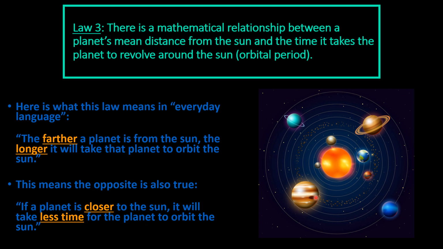So again, diagram not to scale at all. We have our terrestrial planets, Mercury, Venus, Earth, and Mars. Then we have the asteroid belt. And then you get to your Jovian planets, Jupiter, Saturn, Uranus, and Neptune. And what they're basically saying is the planets that are closer to the sun are going to have a shorter orbital period. The planets that are farther away are going to take longer.